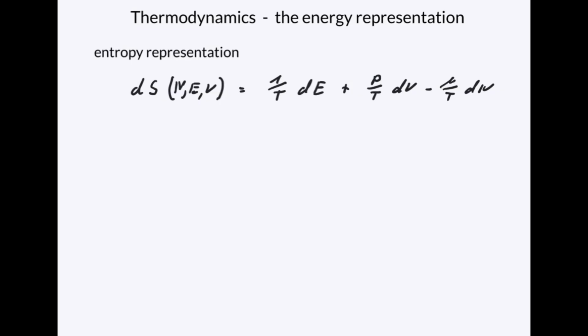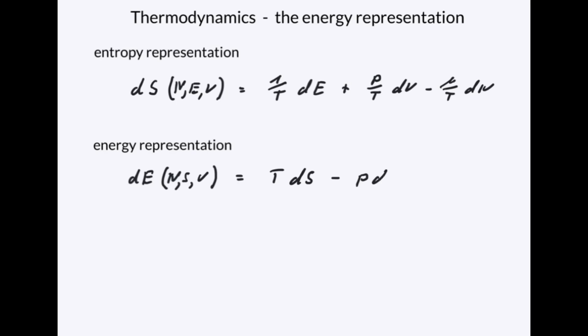Now, as an example, let's take the microcanonical ensemble, where we know that the differential of the entropy, where the entropy is dependent on the number of particles, energy, and volume, is given by the first law of thermodynamics. We saw earlier that we could rewrite this equation in order to derive an expression for the differential of the energy, which then depends on the number of particles, the entropy, and the volume. And this is called the energy representation.